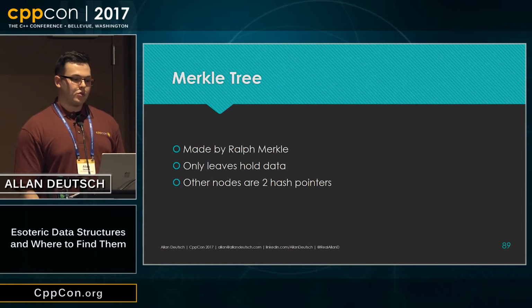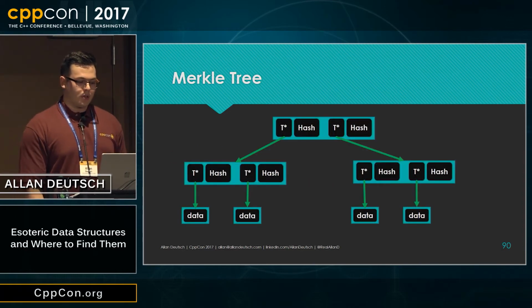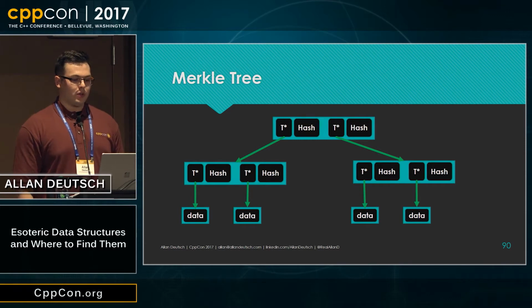So there's another approach, which is a Merkle tree. This is a tree-based data structure made by Ralph Merkle that also is based on hash pointers. And in this one, only the leaves hold data. All of the nodes up the tree simply contain hash pointers. So this is roughly what a Merkle tree would look like.